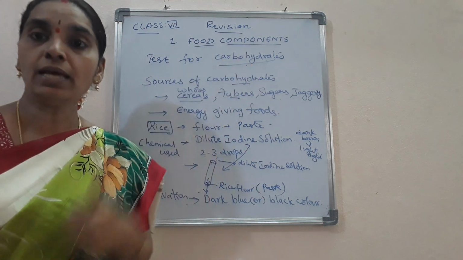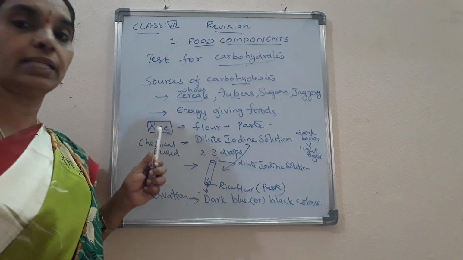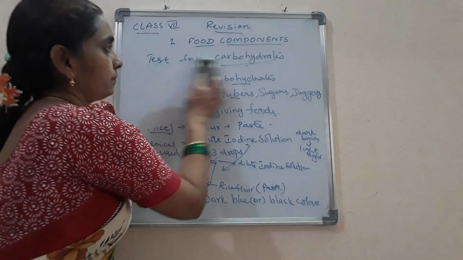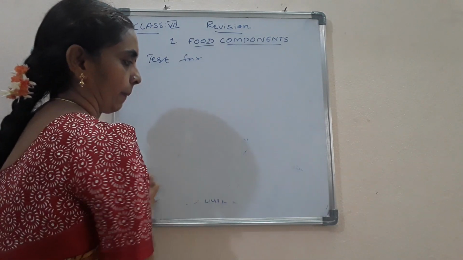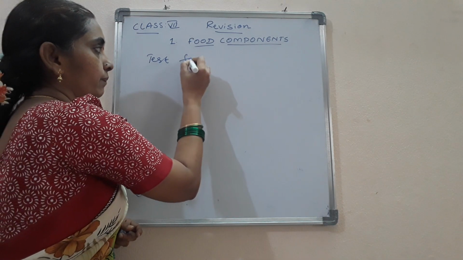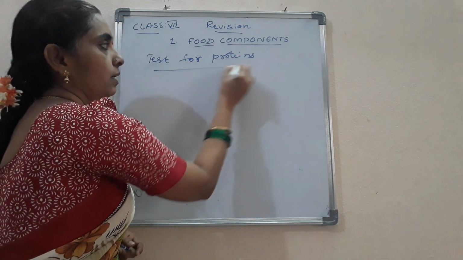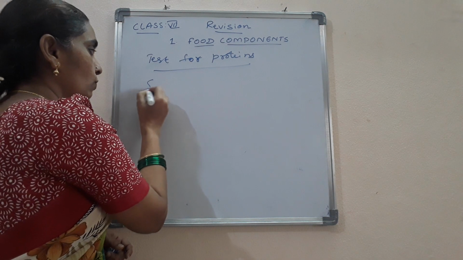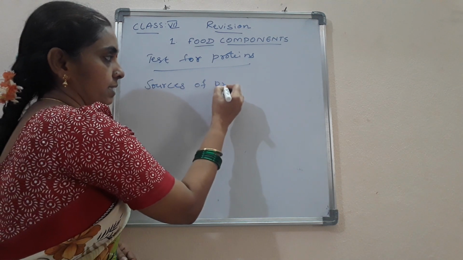It contains the carbohydrates. Okay children, next we will move to the test for proteins. So this is the test for proteins, the second one. First you have to know the sources of proteins. What are the substances that contain proteins?